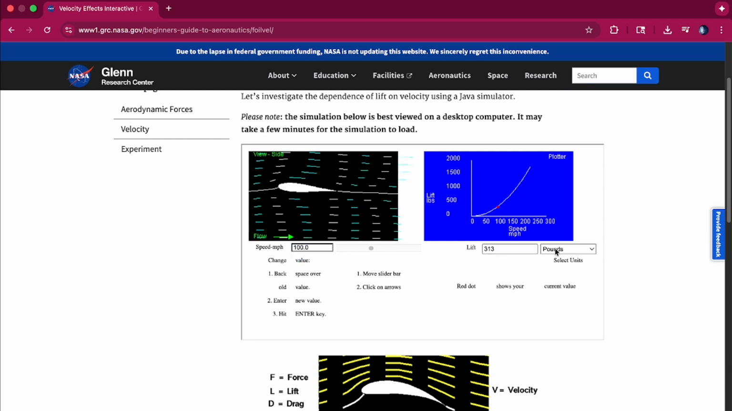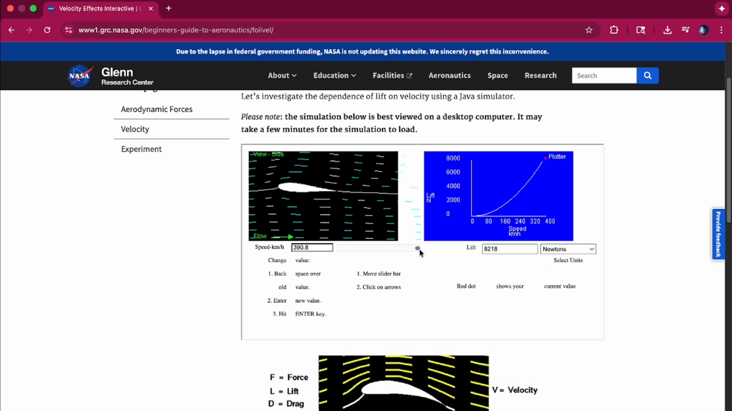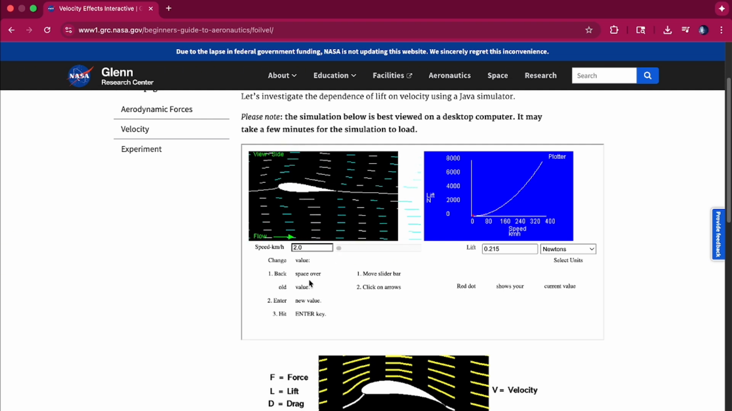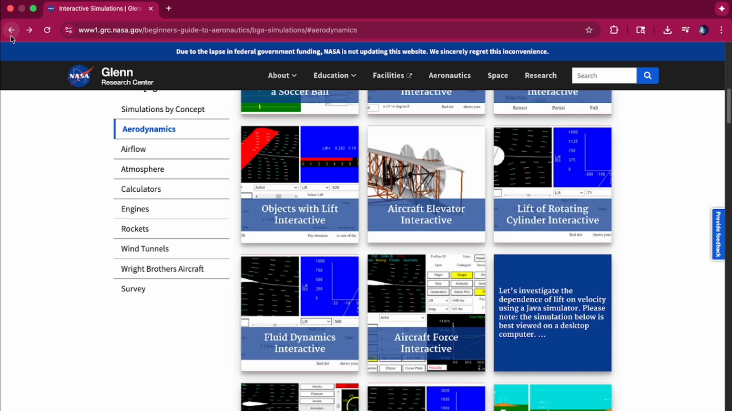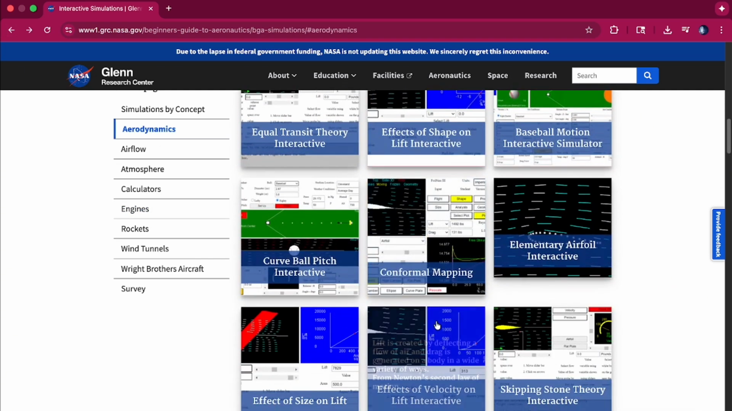You can see that there's lift. The more you increase the speed, I believe, the more lift goes up. If it goes down, it will go exponentially downwards. That's kind of what we're seeing in this graph specifically. We have some other simulations here that are really, really cool.